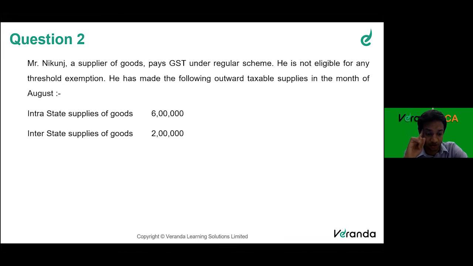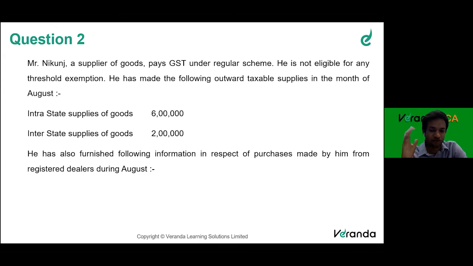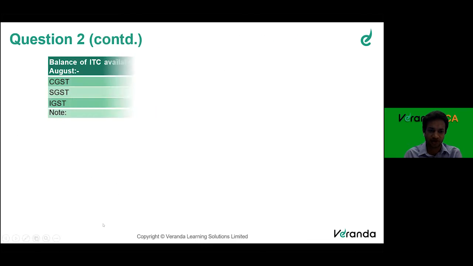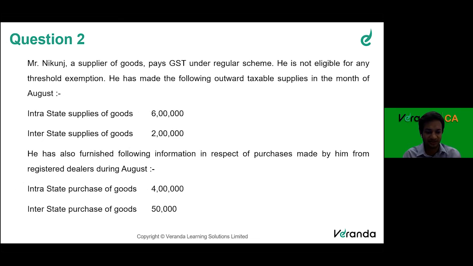So please remember, there is no threshold here. We have to calculate liability, right? Intra-state supplies, that means within the state, he has sold for 6 lakh rupees. Outside the state he has sold for 2 lakh rupees. So 6 lakhs is intra, 2 lakhs is inter. He has also furnished the following information in respect of purchases made by him from registered dealers during the month of August. So purchase details: intrastate purchase of goods 4 lakhs, and interstate purchase of goods 50,000. So intra 4 lakhs, inter 50,000.